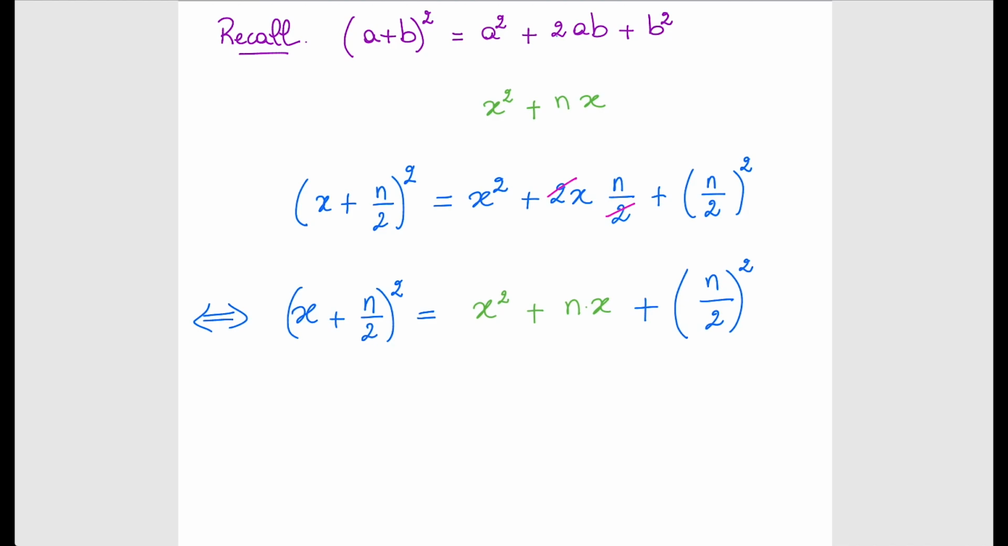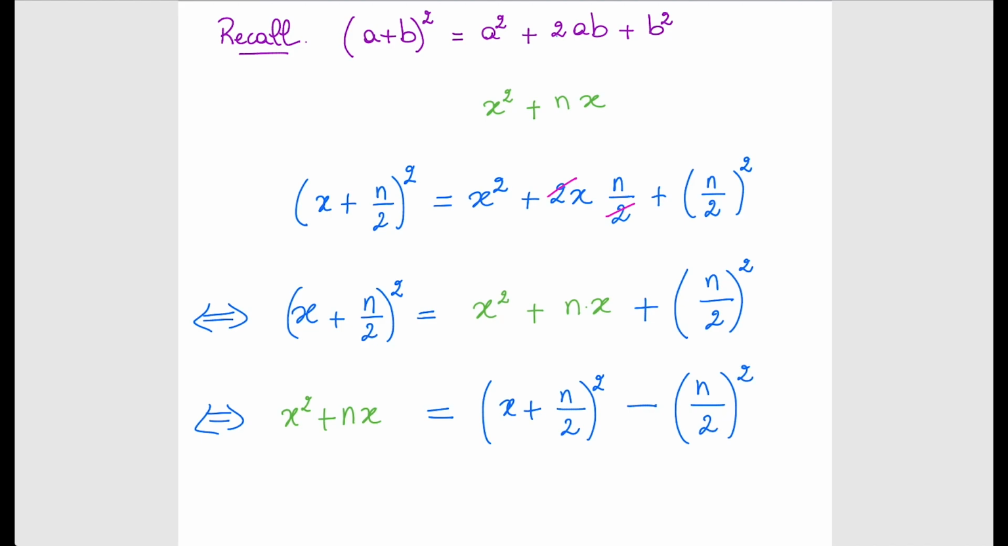So what does it mean? The green piece, x squared plus nx, is equal to, think about this as one block and solve for it. You subtract by this guy, right? You subtract whatever this is to the other side. So you get the green guy, which is x squared plus nx, equal to this piece minus this guy, right? So you get x plus n over 2 squared minus n over 2 squared.